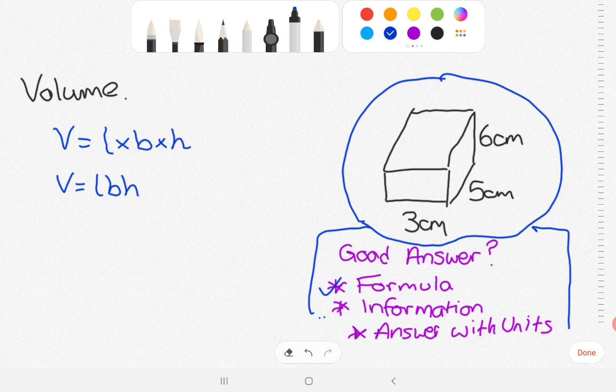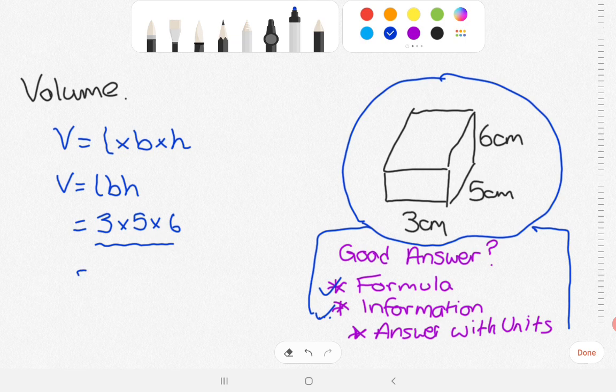The next thing we're asked to do is put the information in. So looking at my cuboid that I've been given in the example, its length is 3, its breadth is 5, and its height is 6. So we've got 3 times 5 times 6. Now remember, it doesn't matter if you put these numbers in a different order. If you move that cuboid about, turn it upside down, put it on its end, it's still going to have the same volume. So if you wrote 5 times 6 times 3 instead here, or 6 times 3 times 5, it's not going to matter. We're going to get the same answer.